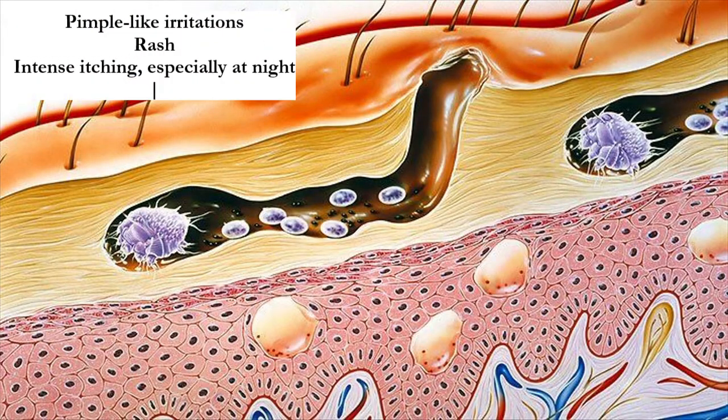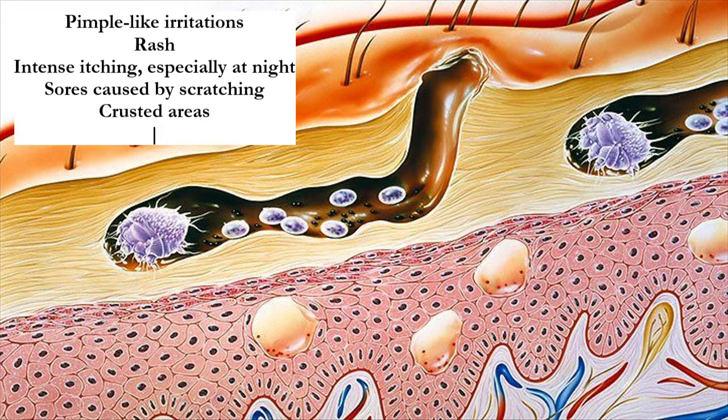Symptoms of scabies include pimple-like irritations, rash, intense itching, especially at night, sores that are caused by scratching, crusted areas, and linear burrows. This image illustrates the linear burrow caused by the mite and the eggs that it leaves behind. Crusted areas often happen after excess scratching.